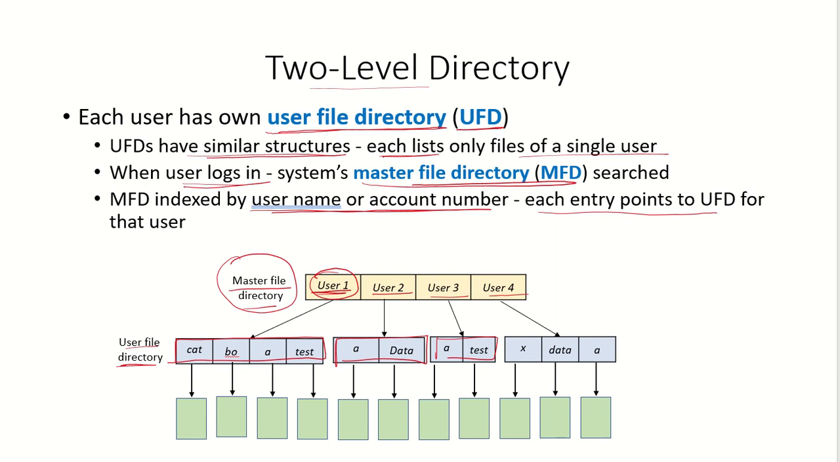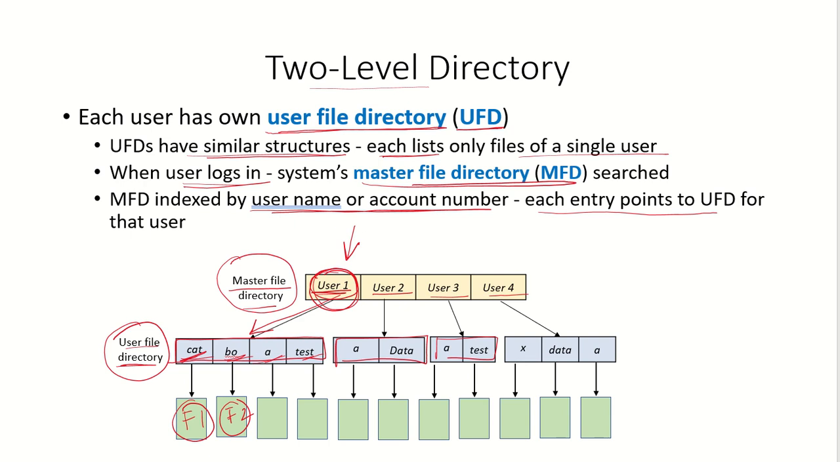So whenever the user uses the username or account number, the master file directory is indexed. The pointer there will point to the user file directory, where all the entries for the files are, so these are the files for this user 1. So this is cat, this is bow. All pointers to those files are available in the user file directory.